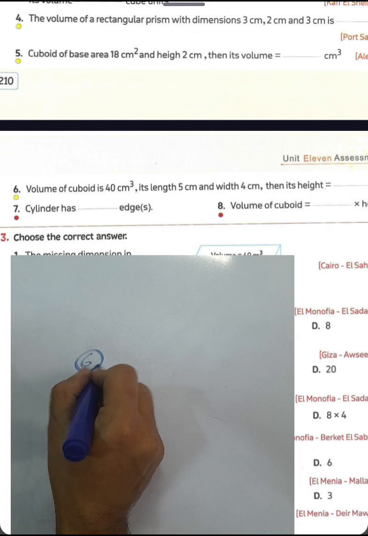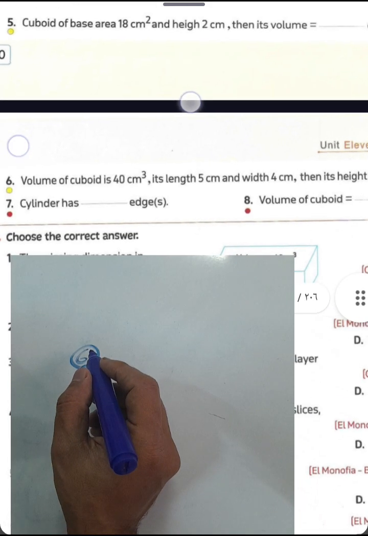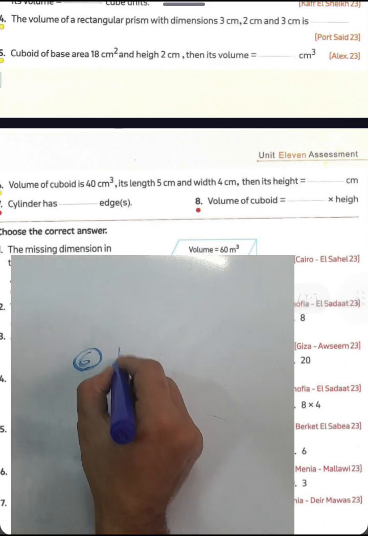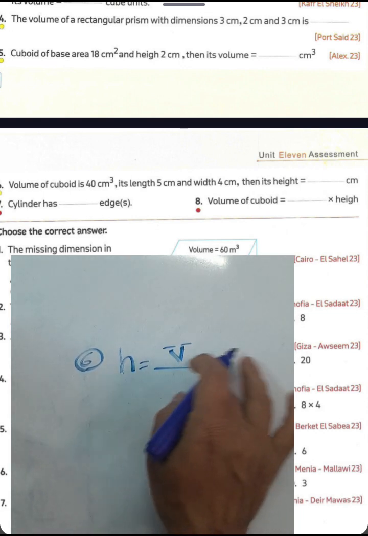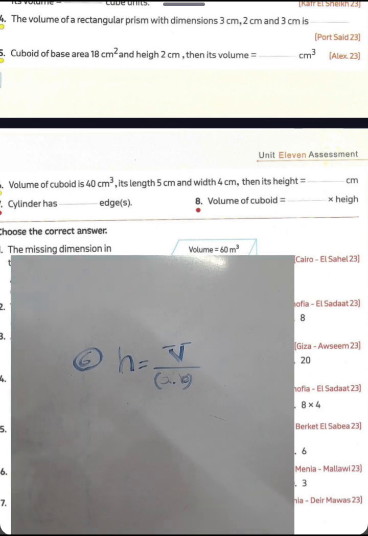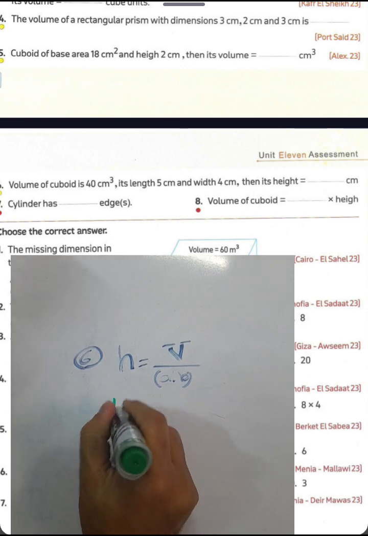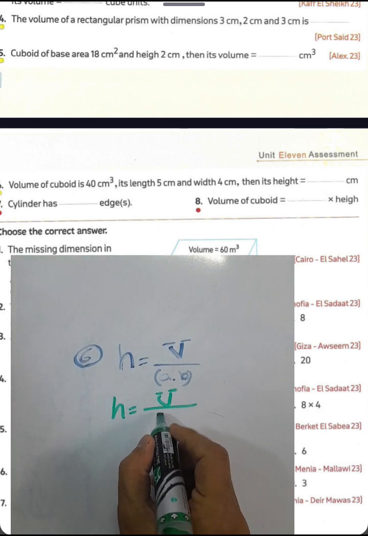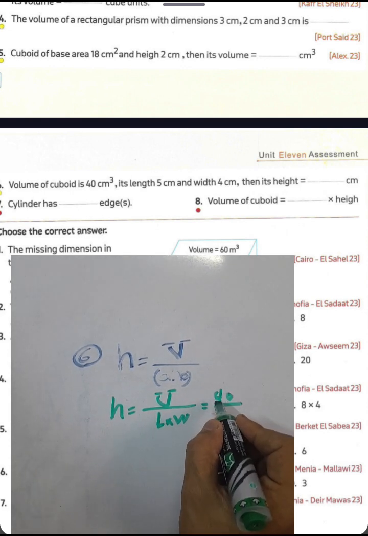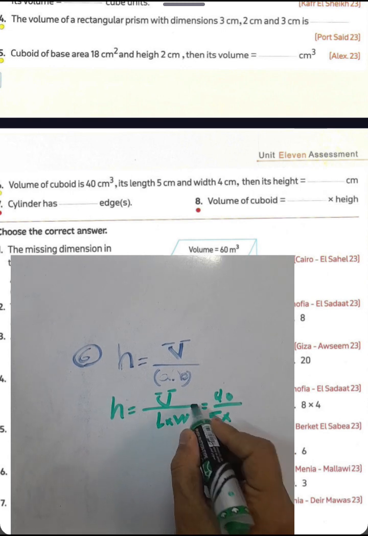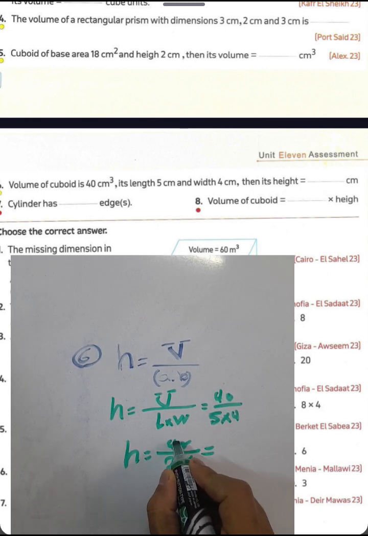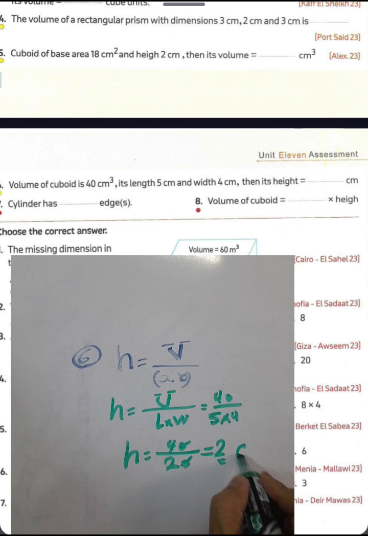Question 6. The volume of a cuboid was 40 cubic centimeters, length 5 centimeters, and width 4. Then we can write the height equals volume over area of the base. The area of the base equals length times width. You must know this rule: height equals volume over length times width. The height equals 40 over 20, which is 2 centimeters.